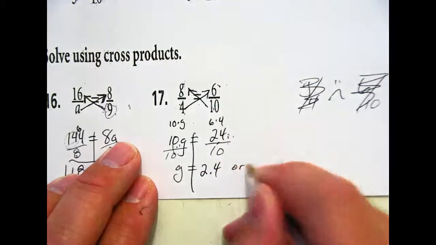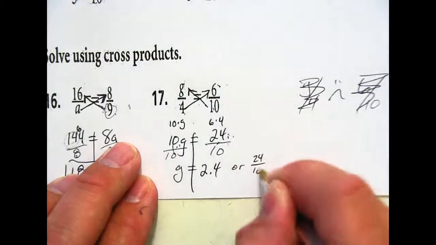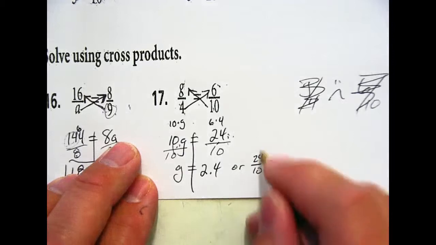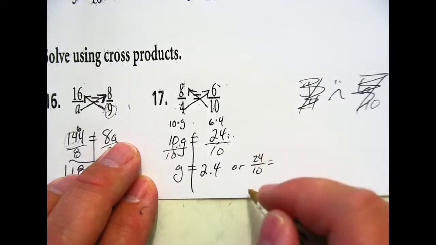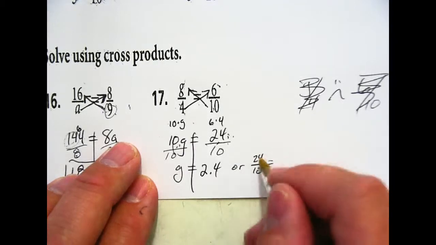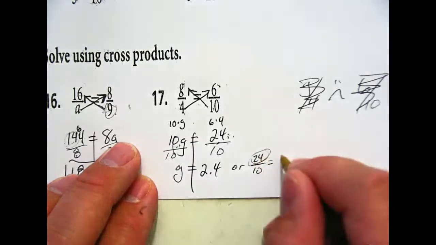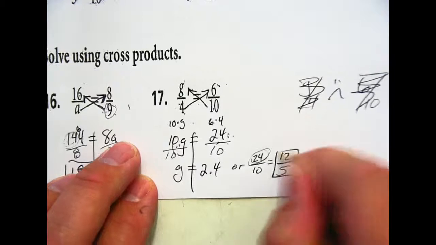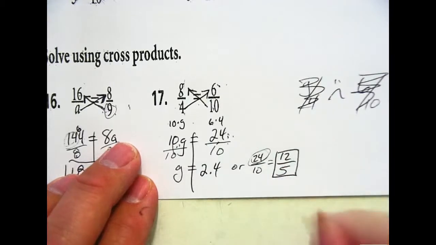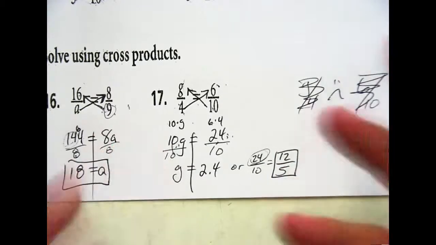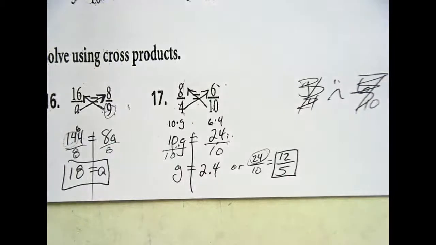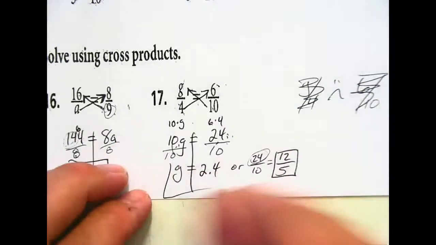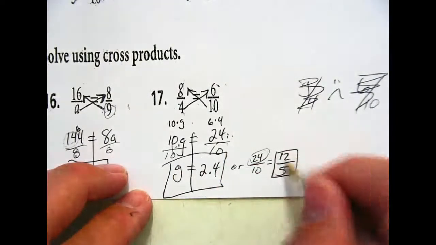Or you could write it as 24 tenths, which actually reduces to how many? What goes in 24 and 10? 2. How many 2s in 24? 12. How many 2s in 10? 5. For those of you who are like, man, I hate when he does that, like makes me think. Dude, you guys start reducing. Do the stuff in your head, man. I know. It's called mental math. 2.4 or 24 tenths, which is 12 fifths.